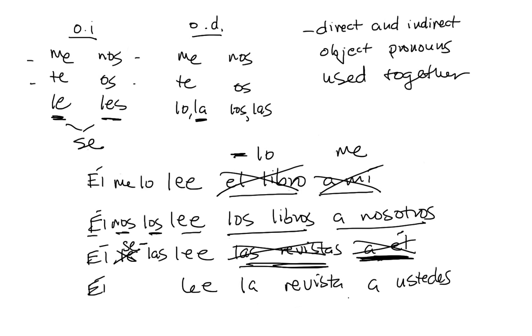Él lee la revista a ustedes. A ustedes would be les. La revista, la. Les before la becomes se. Okay, la revista has been replaced. He reads it, la revista, to you, ustedes, you plural. Okay, so we want to keep the ustedes initially because of the possible confusion. Once the conversation goes on and we're sure se is referring to a ustedes, then we can drop the a ustedes.